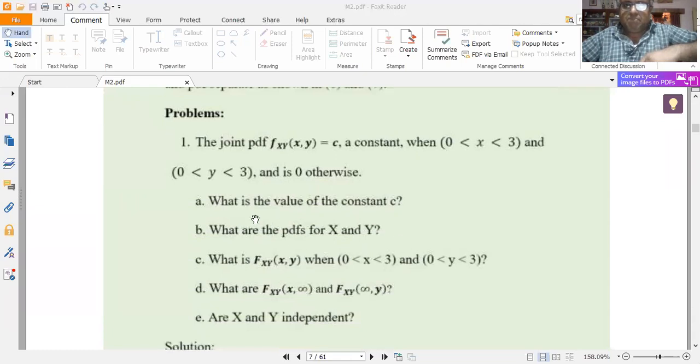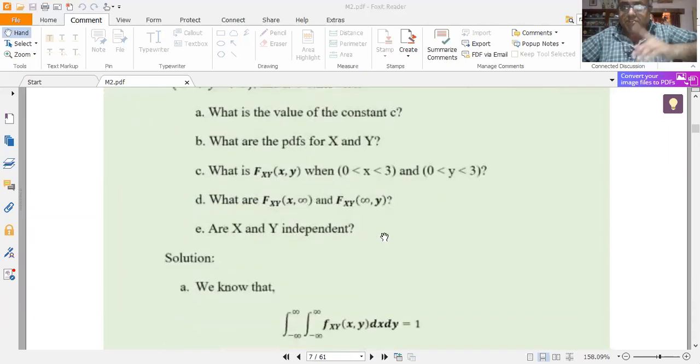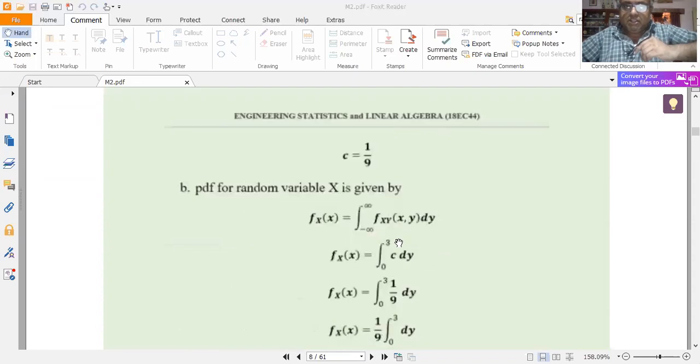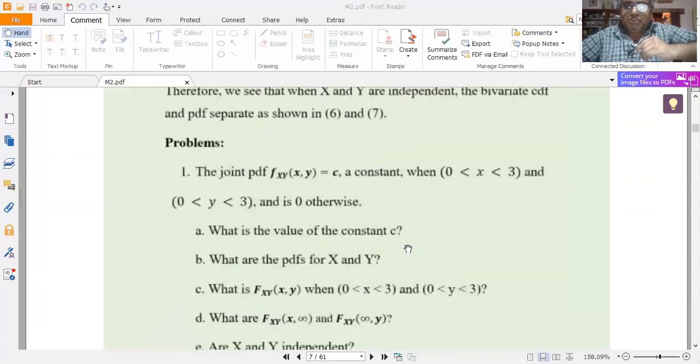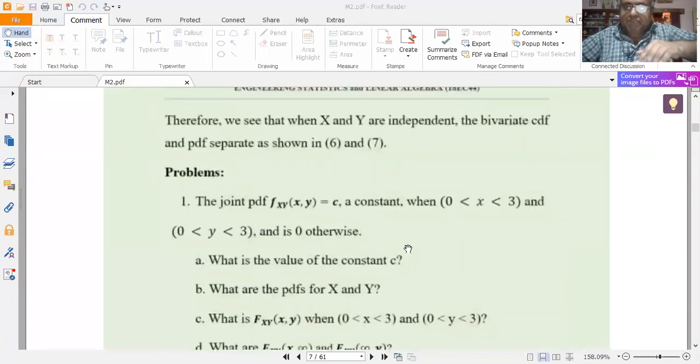Now coming to the second part, I have to find the PDFs of X and Y. Here I should be very, very careful. PDFs of X and Y means I have to find the marginal PDFs. I have to find f_X(x) and f_Y(y). That is what I am calculating: small f_X(x), small f_Y(y).